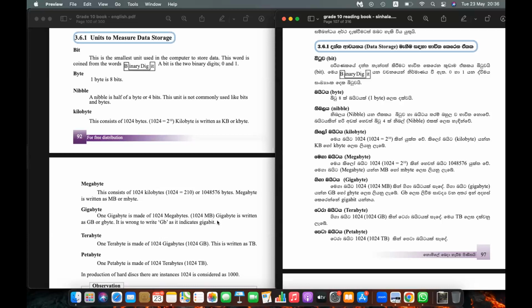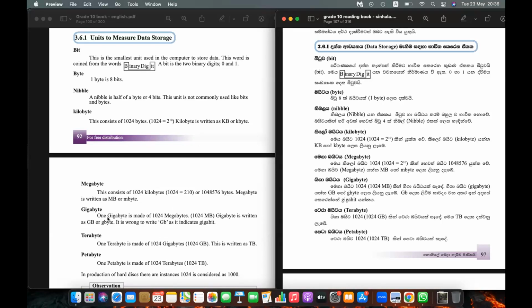Then every time it is 1024. We cannot take 1000 for this reason: the representation is happening in binary. The closest binary value to 1000 is 1024, since 2 to the power 10 is 1024. Therefore we will go for 2 to the power 10. The next one is 2 to the power 20, then 2 to the power 30, 2 to the power 40. That is how it goes. A kilobyte is 1024 bytes and a megabyte is 1024 kilobytes, not 1000.